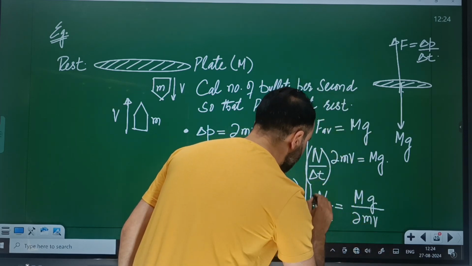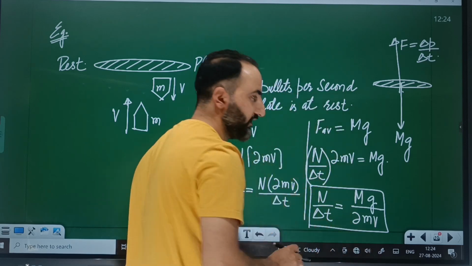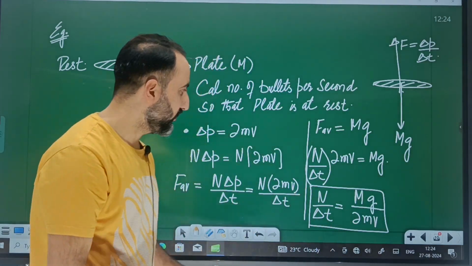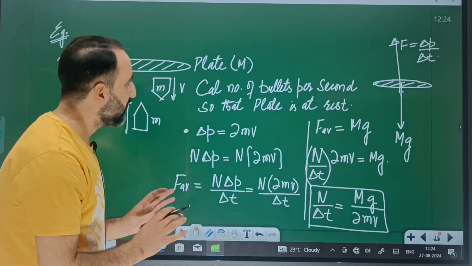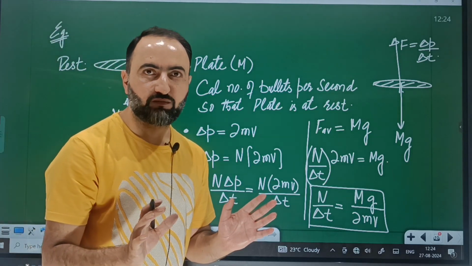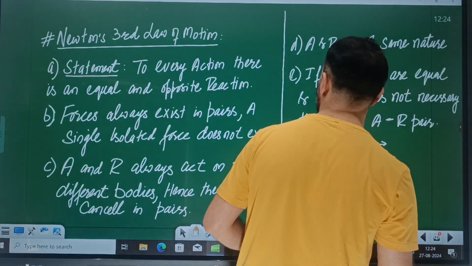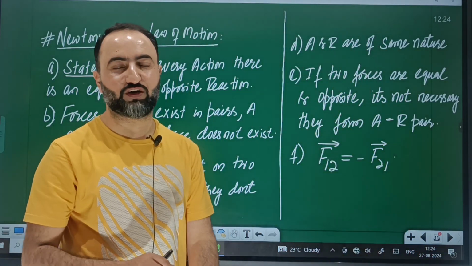Okay, where this capital M is the mass of the plate. And what about this small m? It is the mass of the bullet, and v is the velocity of the bullet. Okay, so easily we have done this question. Okay, ठीक है बेटा. So this was our Newton's second law of motion, and this was the final example in Newton's second law of motion.